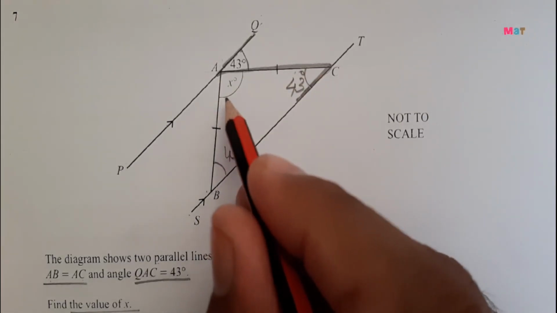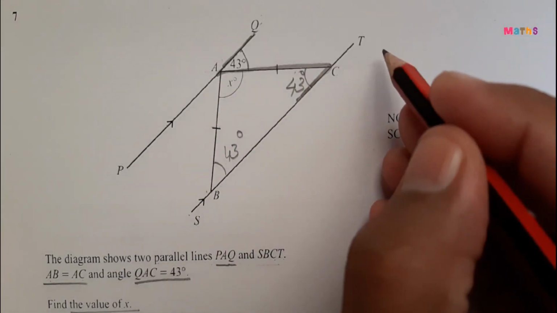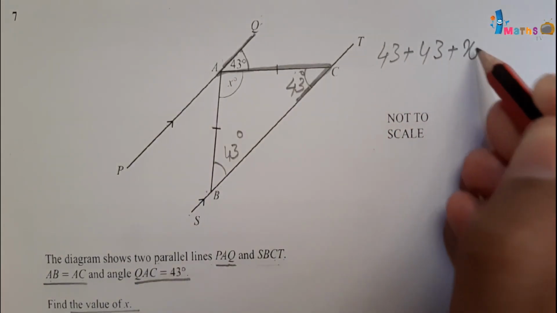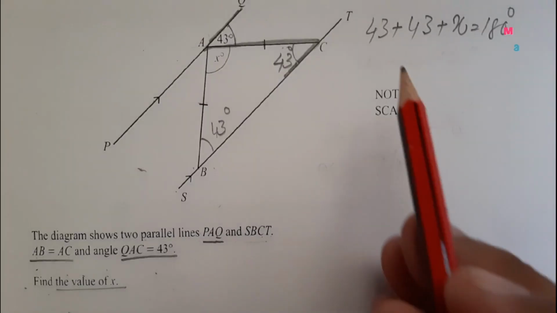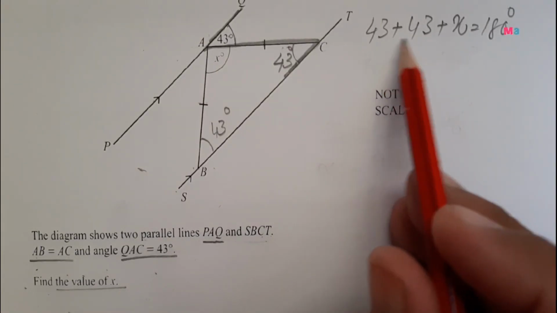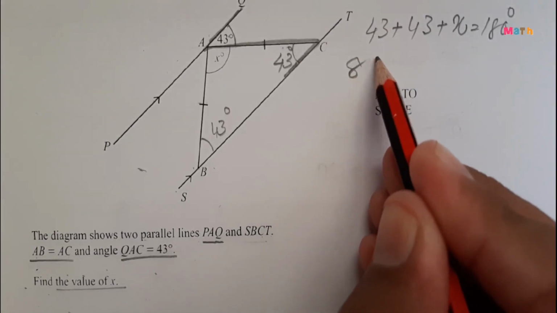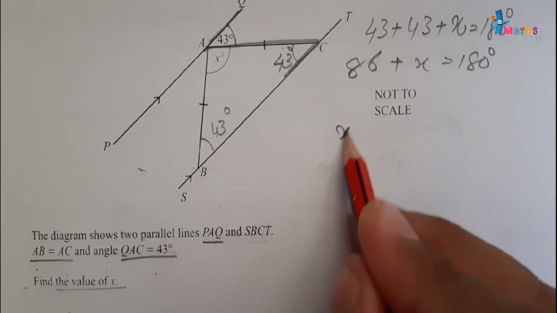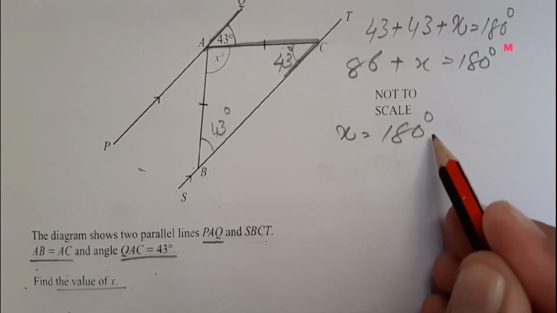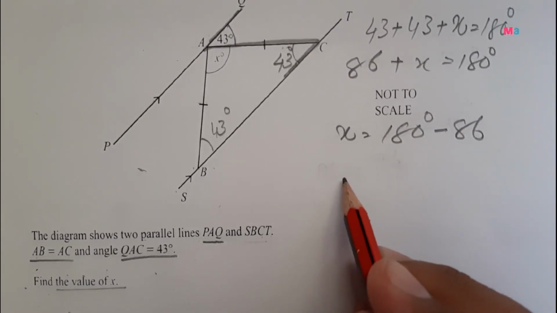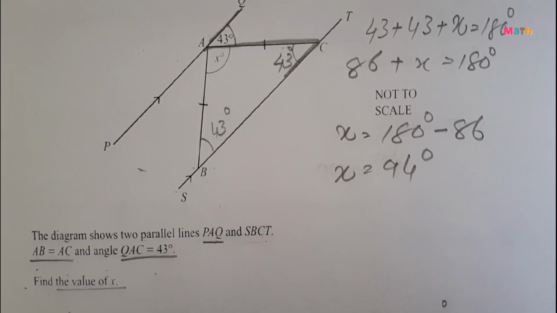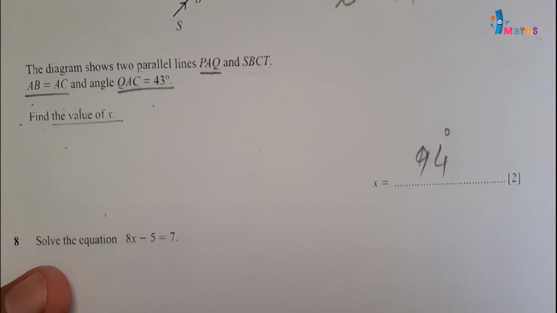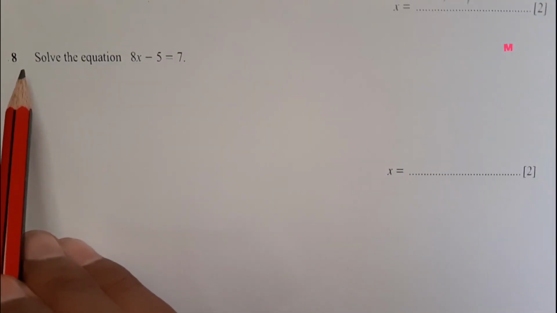Sum of interior angles of a triangle adds up to 180. So 43 plus 43 plus x should be equal to 180 degrees. So 43 plus 43 will be 86, plus x is equal to 180 degrees. So x is equal to 180 degrees minus 86, which will be equal to 94 degrees. So we will write down the answer as 94 degrees.